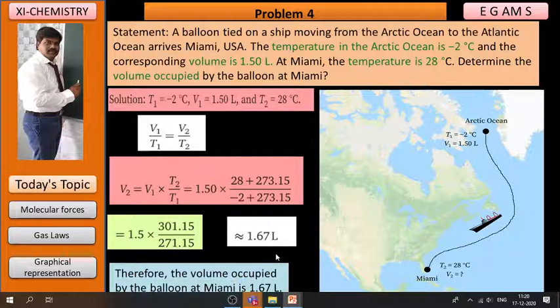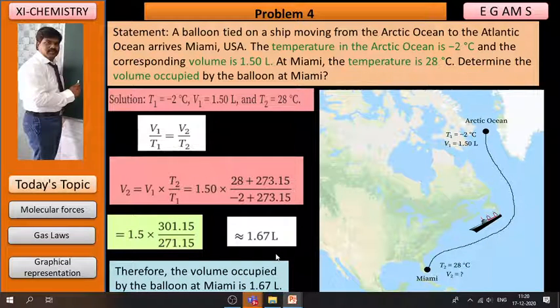So this is about the 4 model problems I have given you with respect to Charles law. Charles law is V is proportional to T. Before expansion, after expansion, the formula is applicable: V1 by T1 is equal to V2 by T2. With respect to this formula, we have done 4 numerical problems. Now I am going to give you some for practice. Take a pen and paper, do the problems.